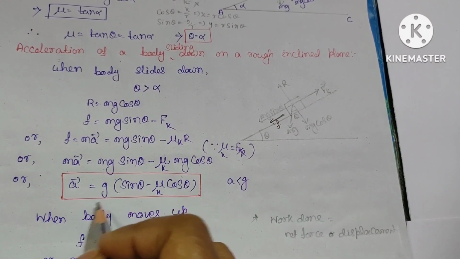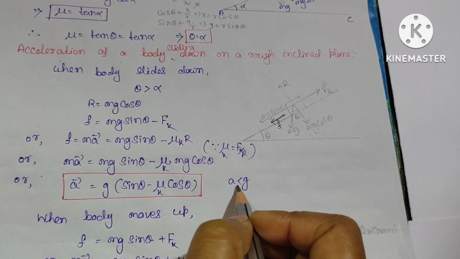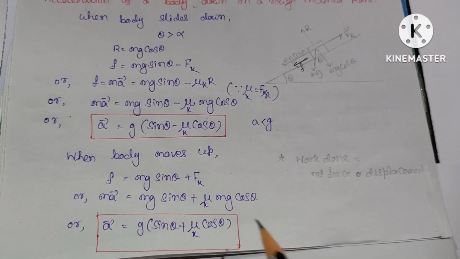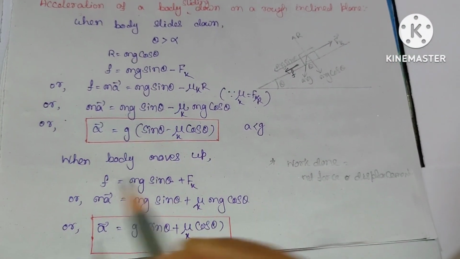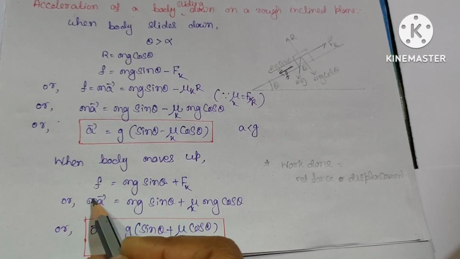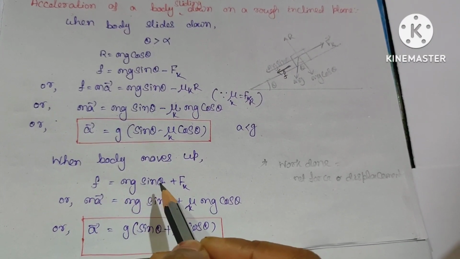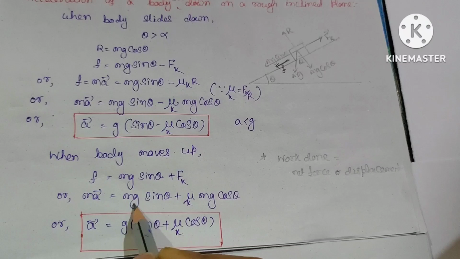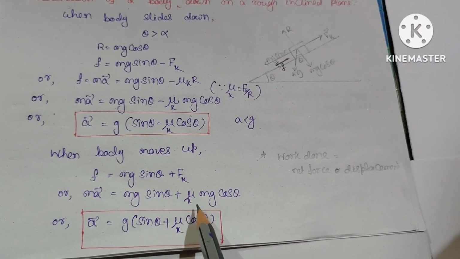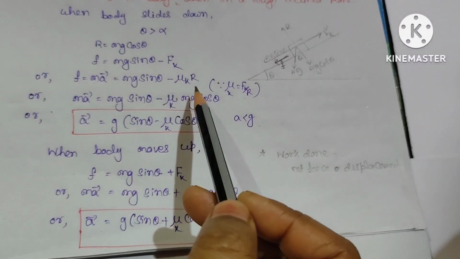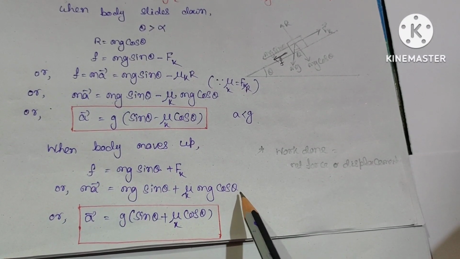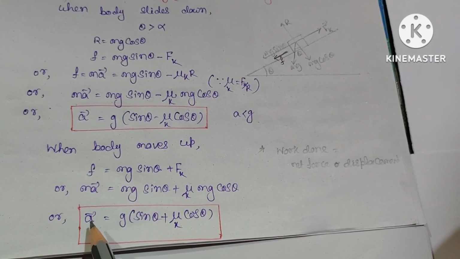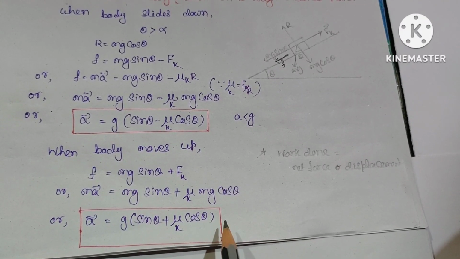As you can simply see from this relation, the acceleration a is less than the acceleration due to gravity. Similarly, when the body moves in the upward direction, in that case this force, mass into acceleration, will be equal to mg sin theta plus the kinetic friction. So mass into acceleration equal to mg sin theta plus Fk, which is mu k R, again mu k into mg cosine theta. Similarly cancelling the m on both sides, this a will be equal to g sin theta plus mu k cosine theta.